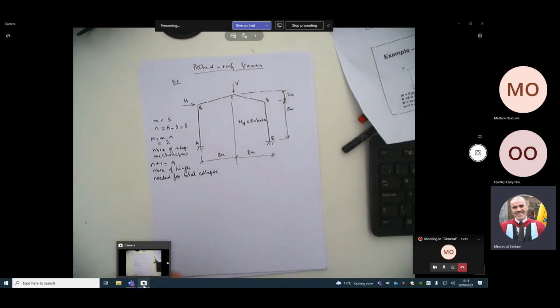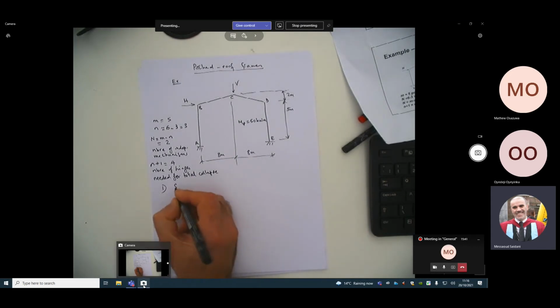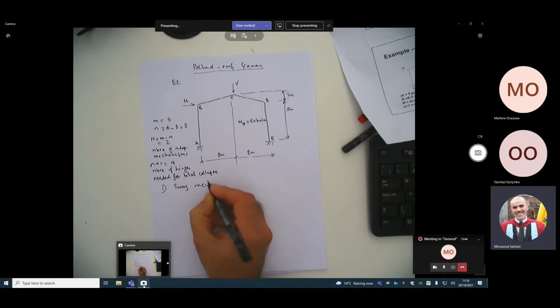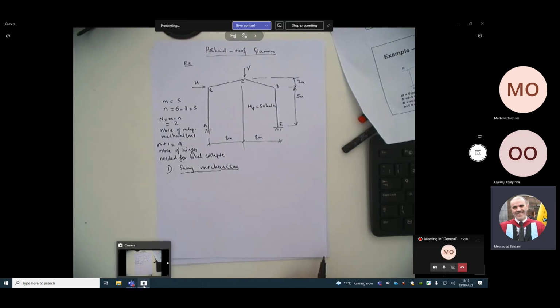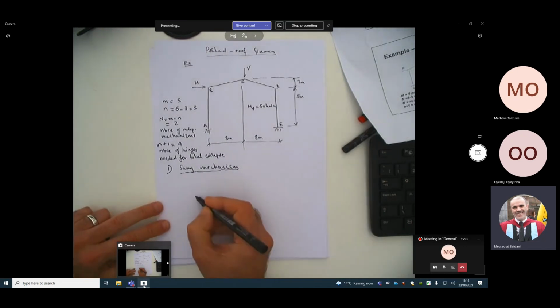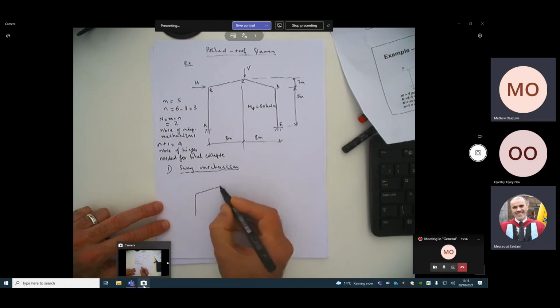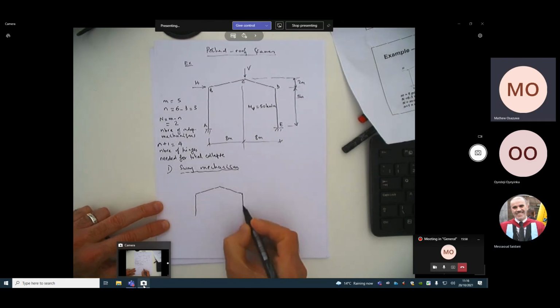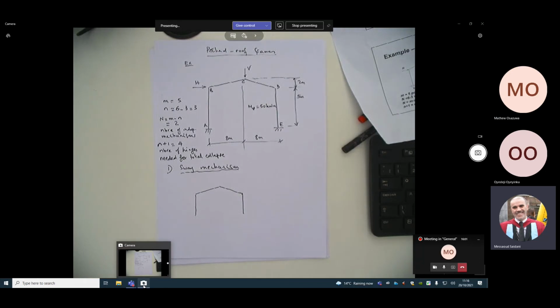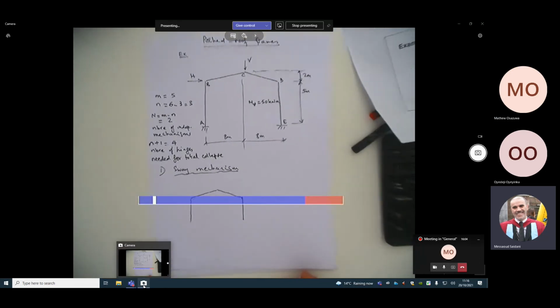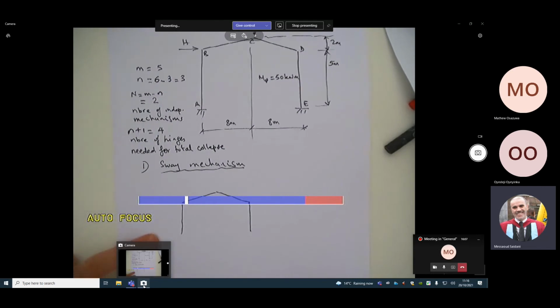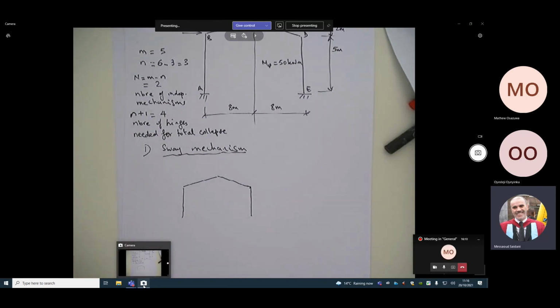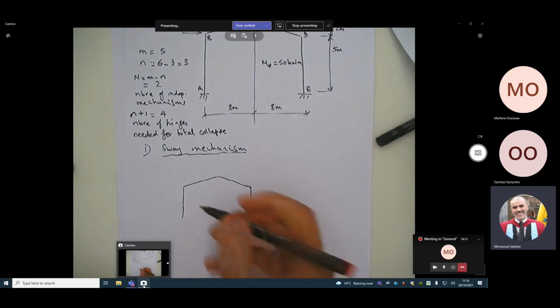Let's start with analyzing each of the mechanisms, and the first one is the sway mechanism. So this is the frame here. Now when the frame sways, this is how the frame is going to sway.